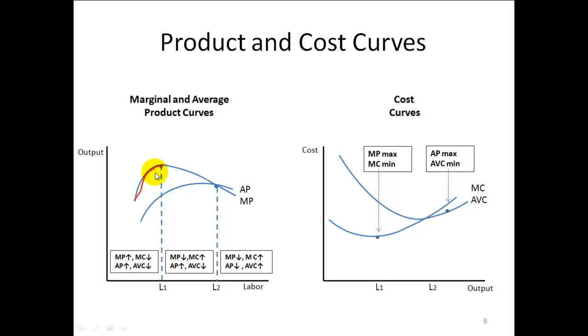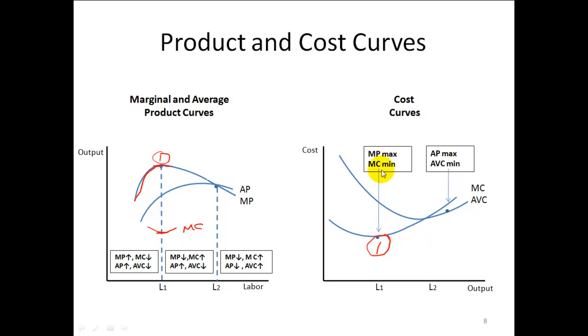What's the relationship between this and the marginal cost curve? The relationship is the point where the marginal product is a maximum. This is the point where the marginal cost curve, so if this is your marginal cost curve, the marginal cost curve is at a minimum where the marginal product is a maximum. So this point one here corresponds to this point one over here where your marginal cost is at a minimum. So marginal product max when marginal cost minimum.